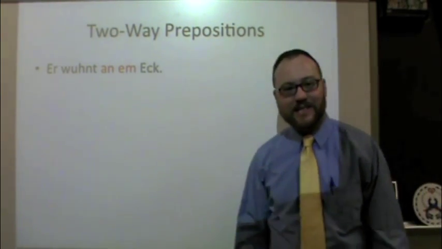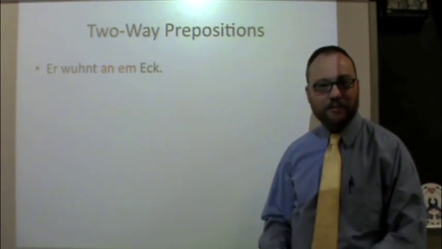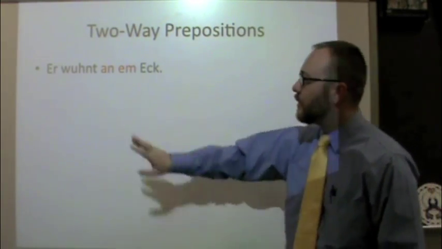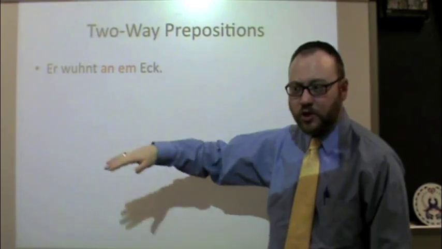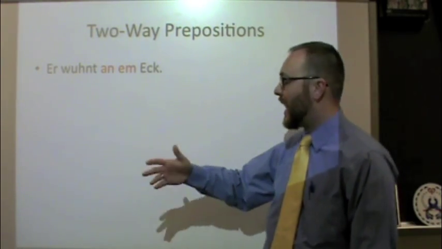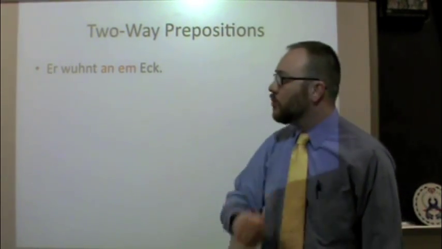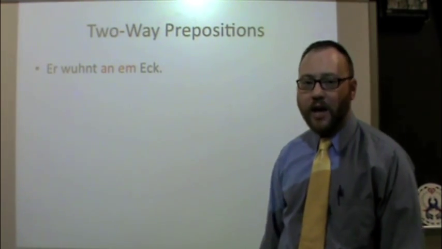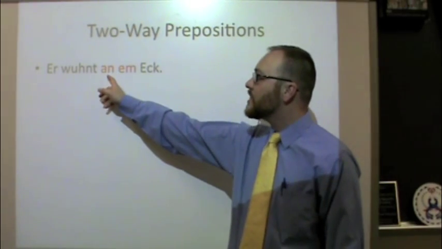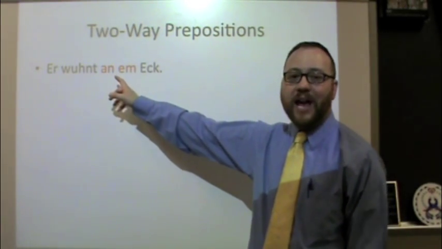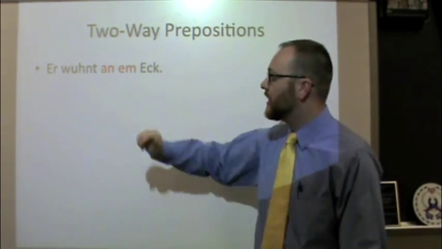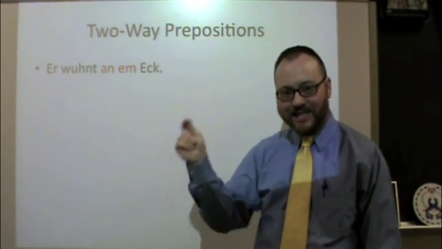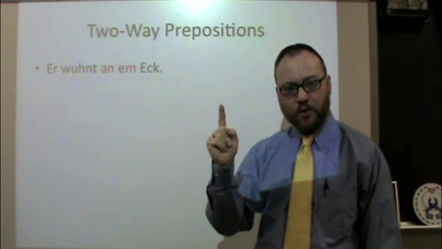Here are some example sentences, and I'll walk through them and explain to you why they are what they are. So, for example, here we're using the two-way preposition an, which means on or at. So, woont an ek. So we knew we were going to use this preposition. The next thing we had to ask ourselves, is there motion or no motion? He lives on the corner. There's no motion there. So, dative. There's question number 1 answered.